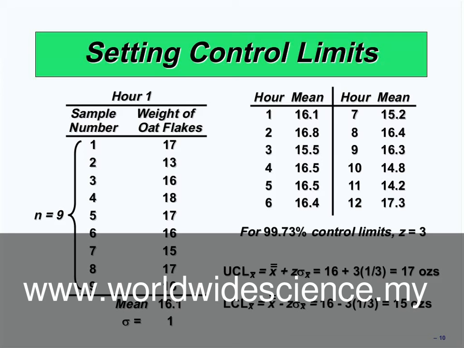Yes, radical n. N here is 9. Sample size is 9 because we selected 9 cups. Yes, exactly, square root of 9. Square root of 9 is radical. That is okay. Very good.